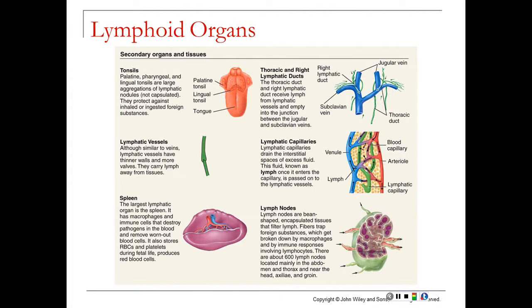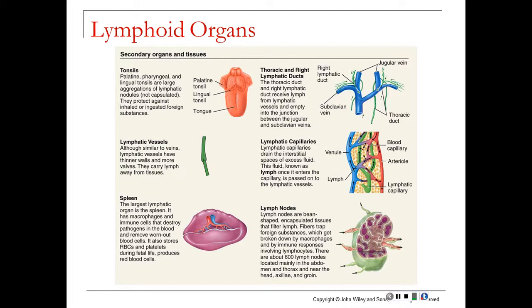The right lymphatic duct and the thoracic duct are the two lymphatic ducts which empty into the brachiocephalic and subclavian veins that dump into the superior vena cava to return that interstitial fluid back into the blood plasma. The lymphatic capillaries are going to drain that interstitial fluid from those interstitial spaces, and that fluid again is called lymph. It's mostly made of fatty tissue.